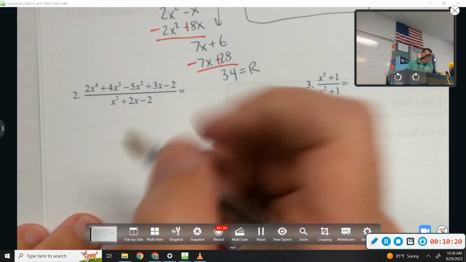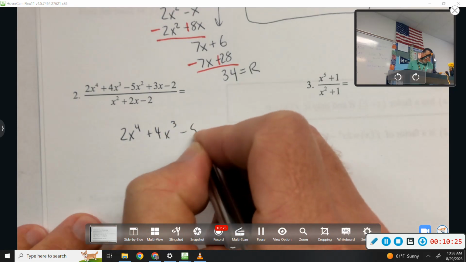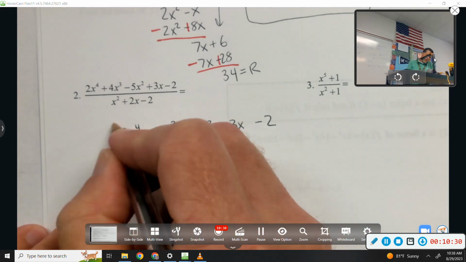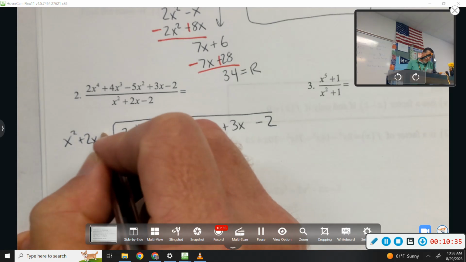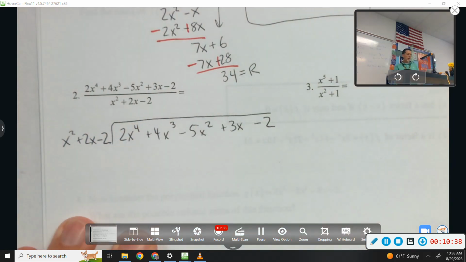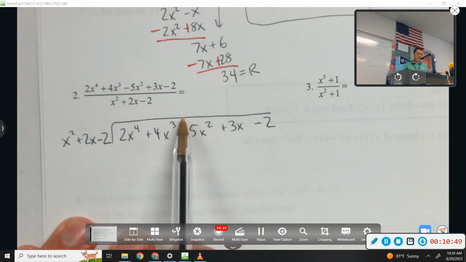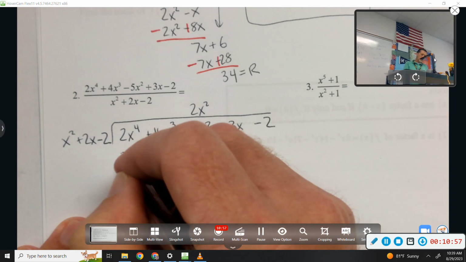All right, number 2. Same type thing. 2x to the 4th plus 4x cubed minus 5x squared plus 3x minus 2 divided by, this one I guess is worse. So what am I going to write first? What am I looking at? What's the first thing I'm going to write up here as part of the answer? 2x squared. Because 2x squared times x squared would be 2x to the 4th.